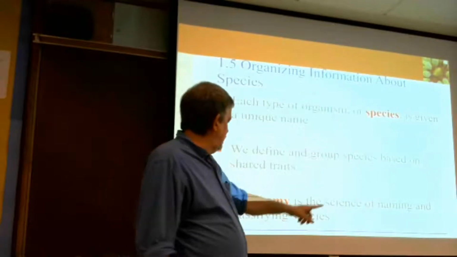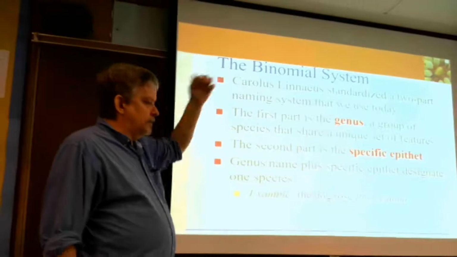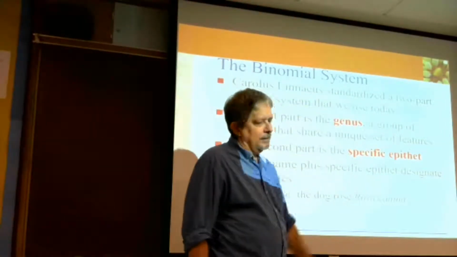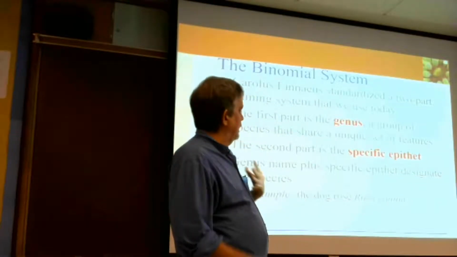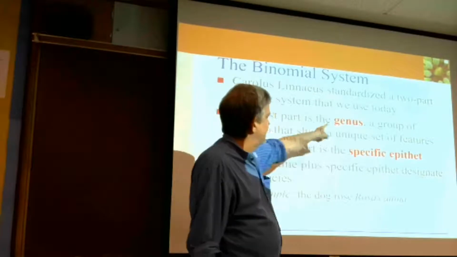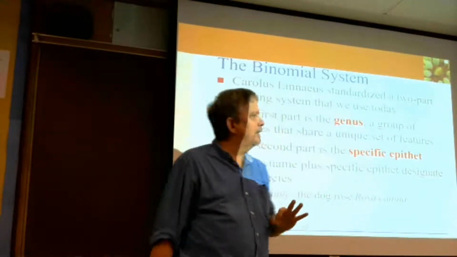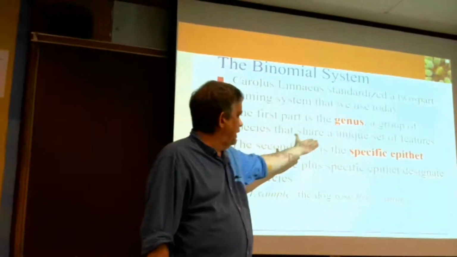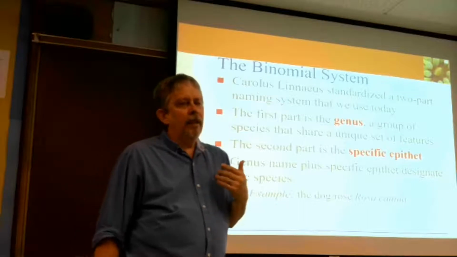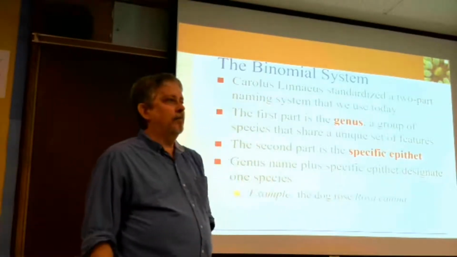Taxonomy is the science of naming and classifying species. So we have the binomial system, and know this on the test. Know this guy, Carolus Linnaeus. He gave us the Linnaean system, which is this two-part naming system. The first part is the genus, the group of species that share a unique set of features, and then the second part is the species, the specific epithet. As I said, we are Homo sapiens.